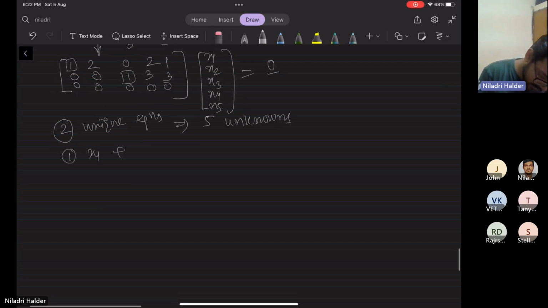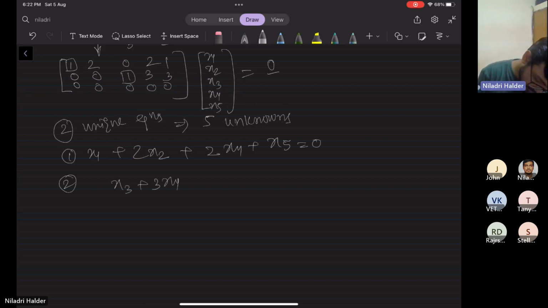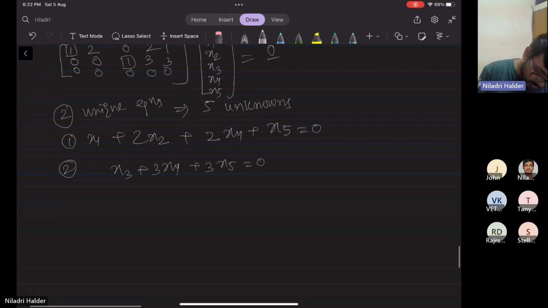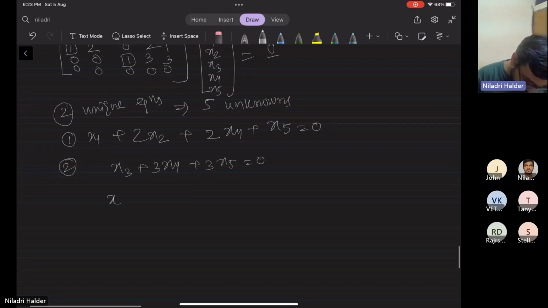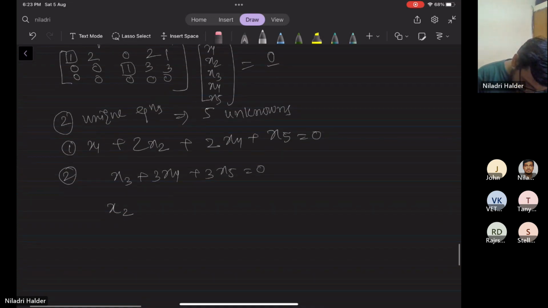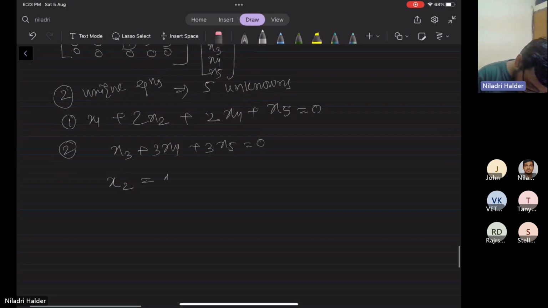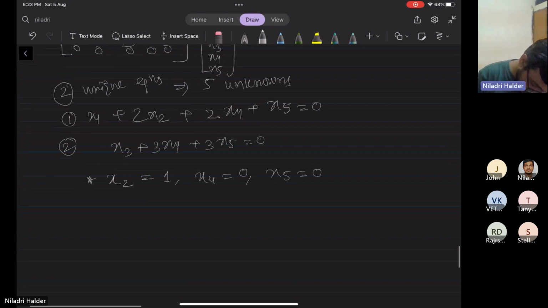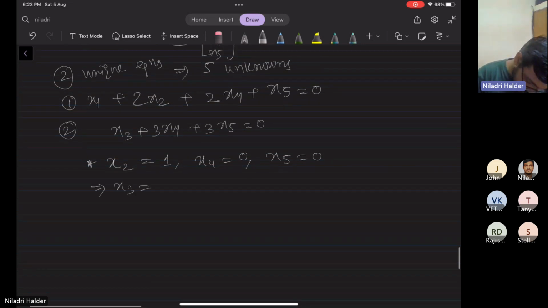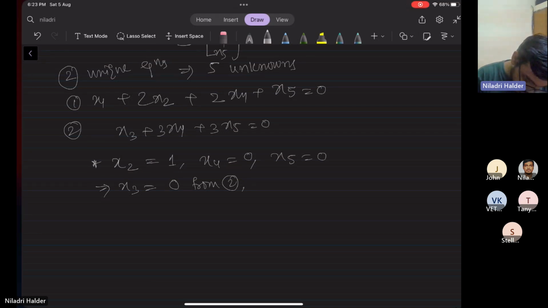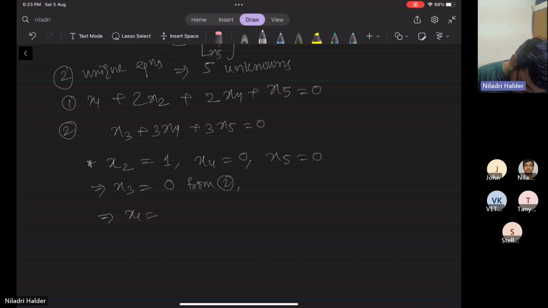The first equation is x1 plus 2x2 plus 2x4 plus x5, and the second one is x3 plus x4. Let's take x2 equals 1, x4 equals 0, and x5 equals 0. This will give x3 equals 0 from the second equation, and then x1 equals minus 2x2, so minus 2.